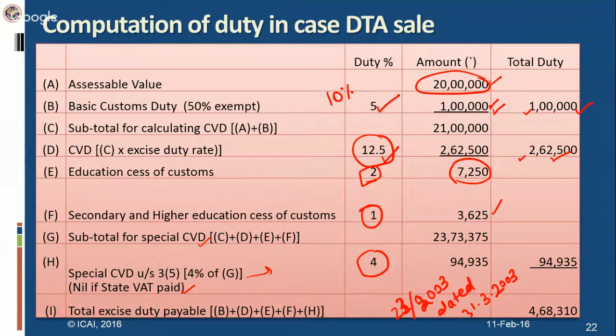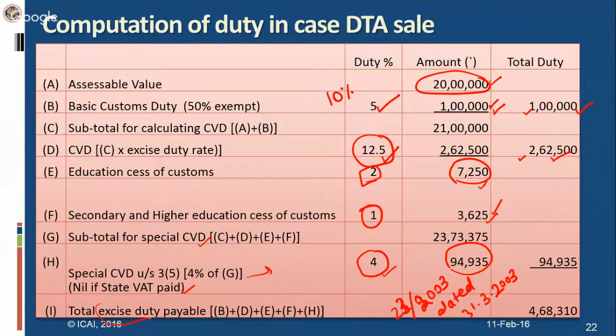Okay, so you will take 4% of the assessable value plus BCD plus CVD and plus both the cesses, education cess and secondary and higher education cess, and then you will get the 4% of it will be 94,935. And then total excise duty payable.